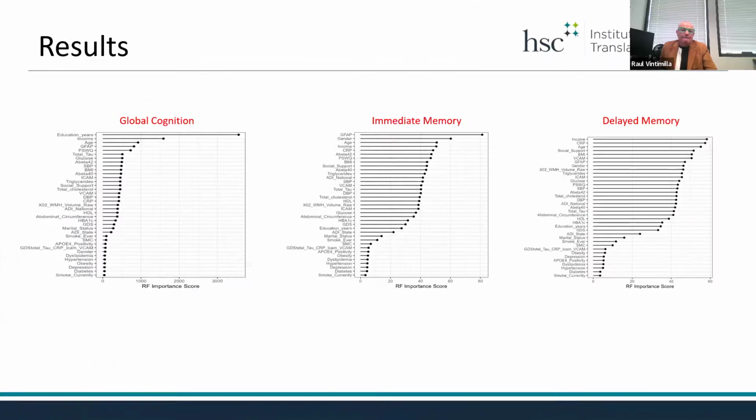Before we get into the results, let me actually make two disclosures. The first one is that you can see almost at the bottom of the importance scores, this variable that says GD, total tau, CRP. I have to apologize. That variable does not exist. That was created by mistake when I was creating the database. And when I realized that we had that variable, it was too late to change it. So that's not a real variable.